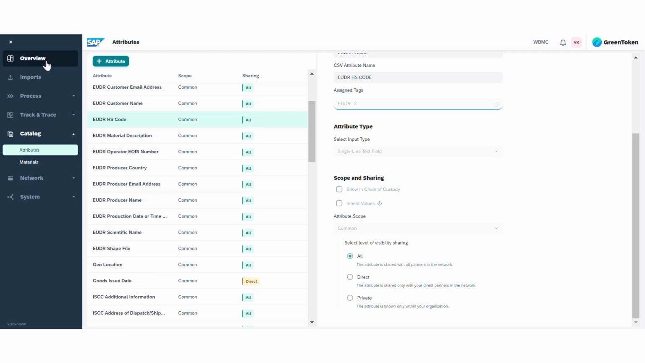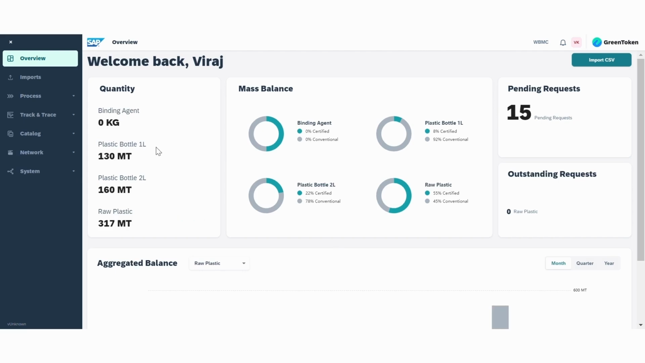If we go back to the overview screen, we can see that the numbers have changed. So the inventory gets updated any time we do a transaction in Green Token, whether it's inbound, whether it's conversion, or outbound. I hope this demo gave you a quick insight into what Green Token looks like. Thank you for your time.